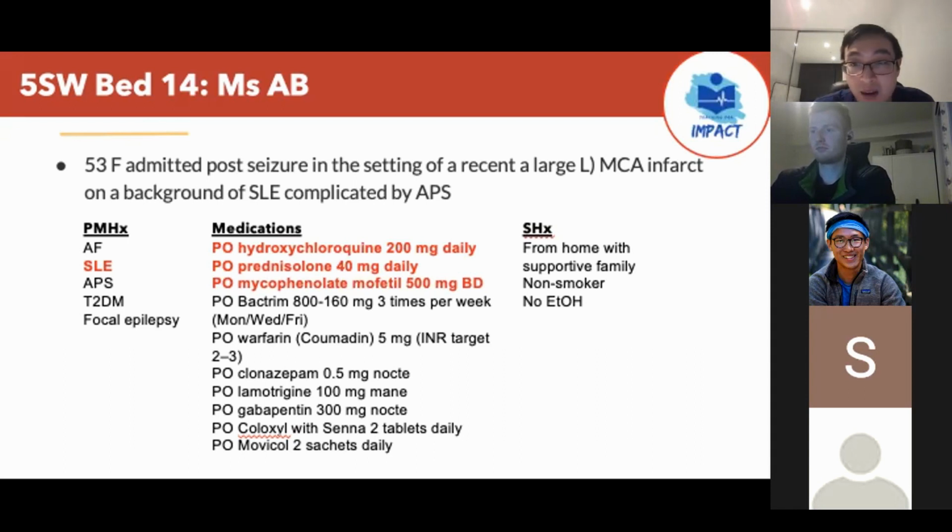Fantastic. Yes, PJP prophylaxis. So PJP is Pneumocystis jirovecii. It's a yeast-like fungus that can cause a diffuse interstitial pneumonia, particularly in immunosuppressed patients. Manifests as diffuse bilateral ground glass opacities on chest imaging.